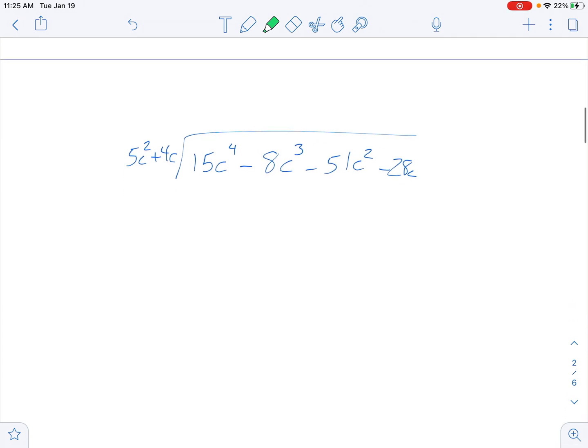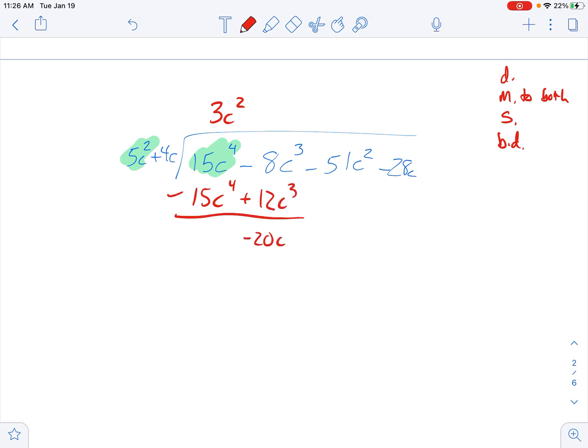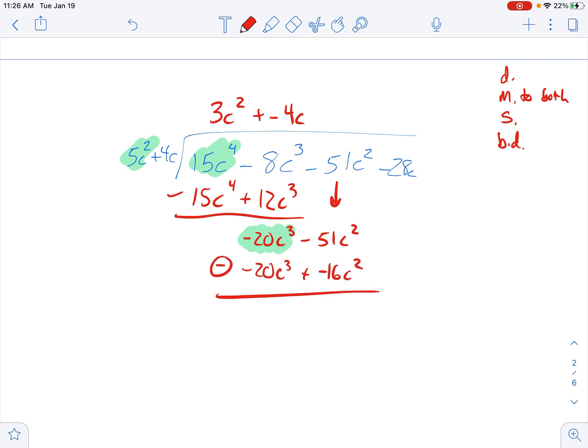So again, revisit your divide, multiply, subtract, and then bring down procedure, focusing only on the first terms. Make sure you multiply to both, or to all the terms. So I'll get 15c to the 4th and then 12c cubed. I'll subtract. Now I will bring down. All right, so 5c squared goes into negative 20c cubed, negative 4c times. Now I'm going to subtract.